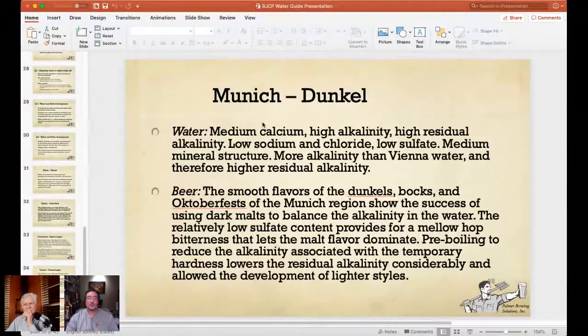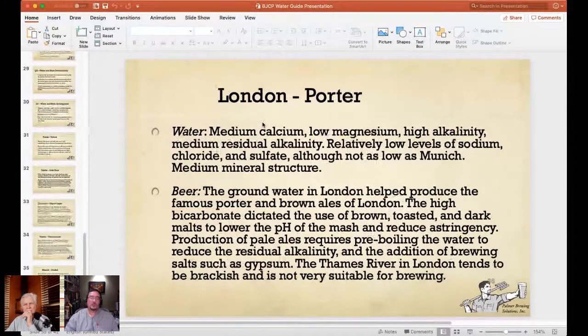Moving on to London: medium calcium, low magnesium, high alkalinity, medium residual alkalinity. So again, with the medium residual alkalinity, we're into that dark amber to brown color range for equivalence on the beer cube. Relatively low levels of sodium, chloride, and sulfate, although not as low as Munich. Medium mineral structure.